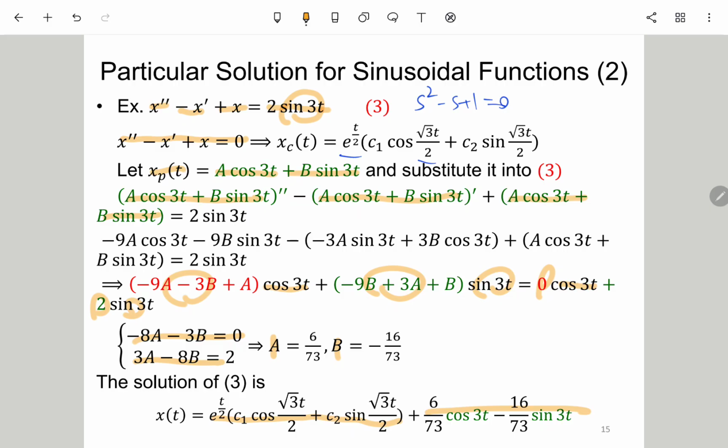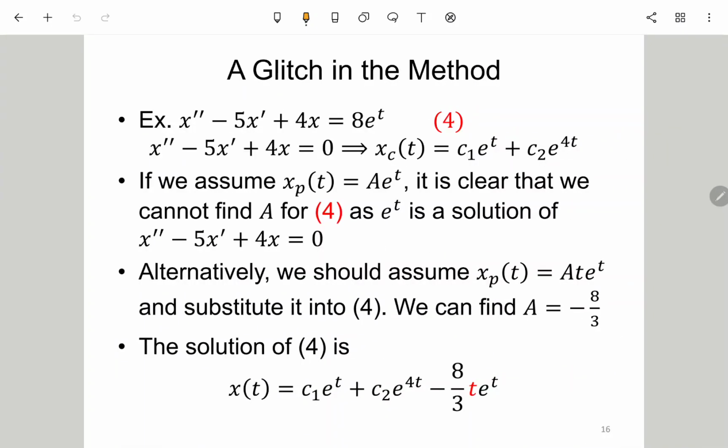But actually, you don't need to think of how to solve it. You just need to follow this procedure and go to the end. If you don't make any mistakes in between, then you'll get the correct answer. Okay, so finally, before concluding these slides, we need to mention that there is a glitch for the method.